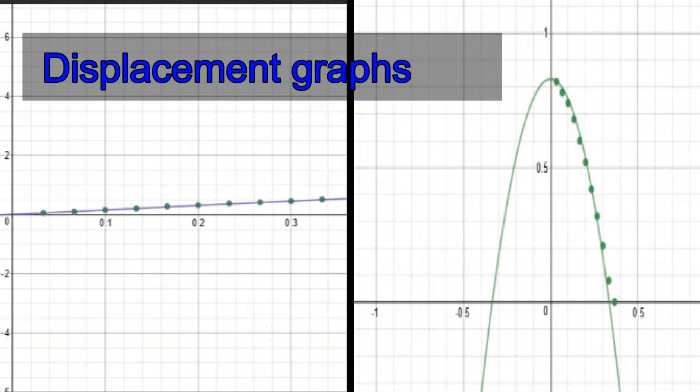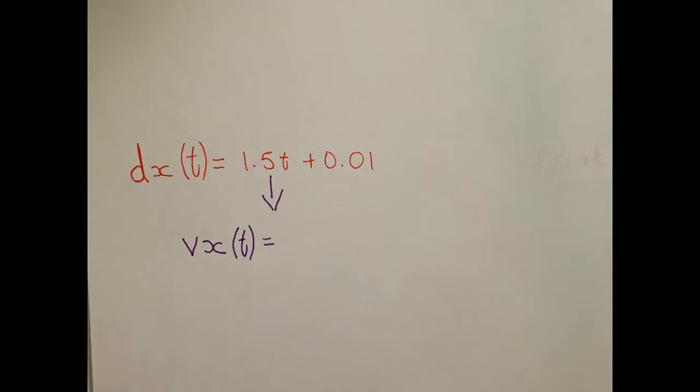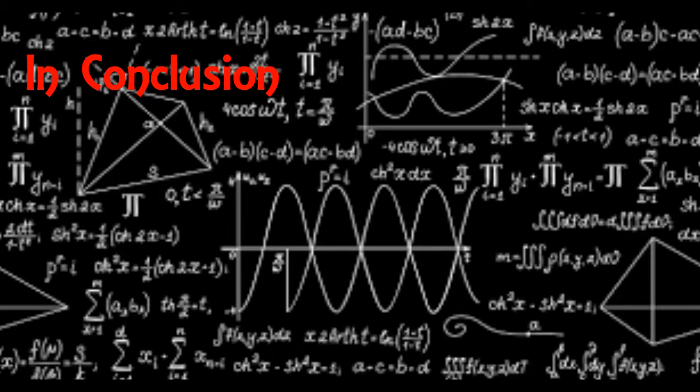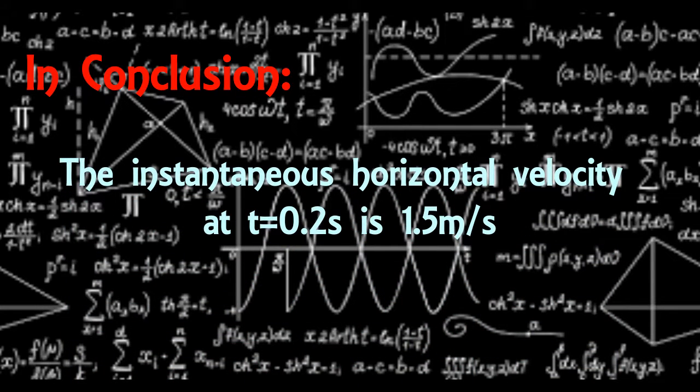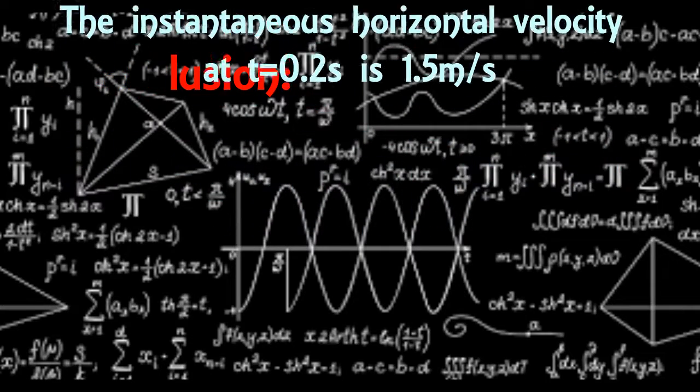In the previously mentioned graphs, we obtained the equation for the horizontal displacement of the ball, which was equal to 1.5t plus 0.01. From this equation, we can derive the velocity. Our function would then become vx(t) equals 1.5. Therefore, the instantaneous horizontal velocity when t equals 0.2 seconds is 1.5 meters per second.